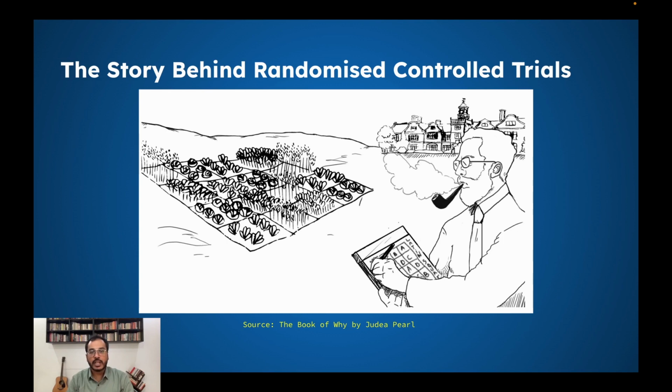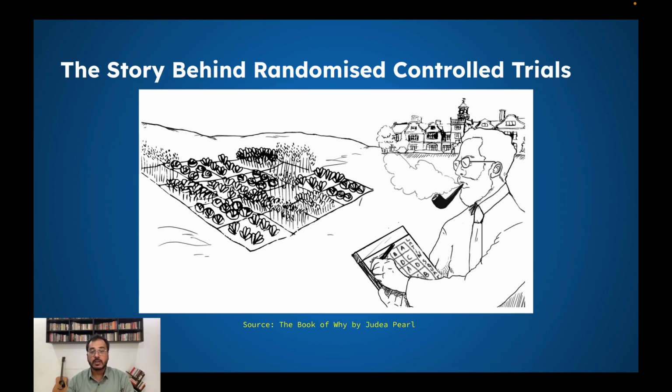R.A. Fisher, the father of modern statistics, was a biostatistician, and one day he was running an experiment, you can say. He wanted to test whether a new fertilizer that he had made practically increases the yield of his crops or not. So what Fisher did was he neatly divided his field into two halves and then sprayed the fertilizer on one half and did not spray the fertilizer on the other half.